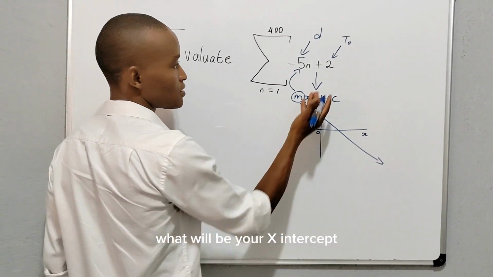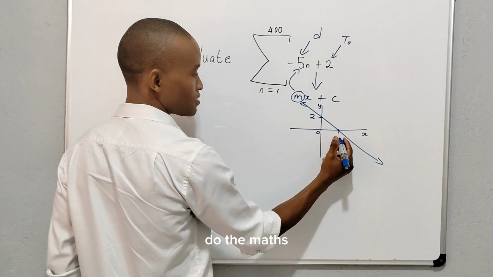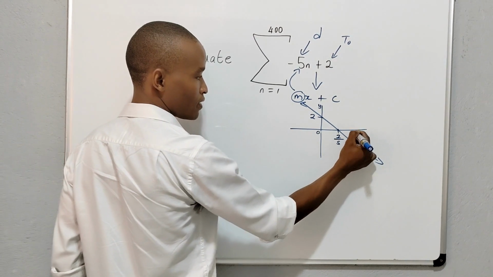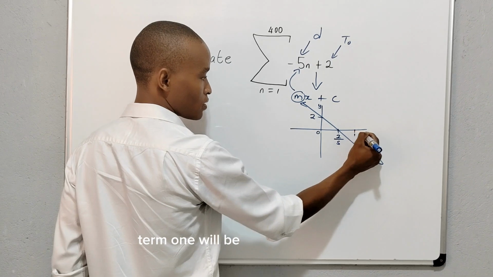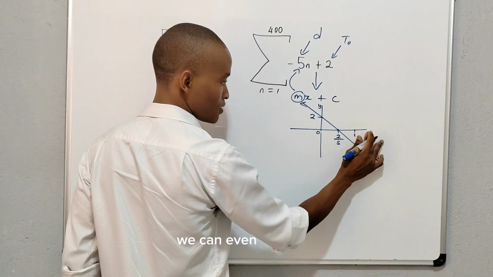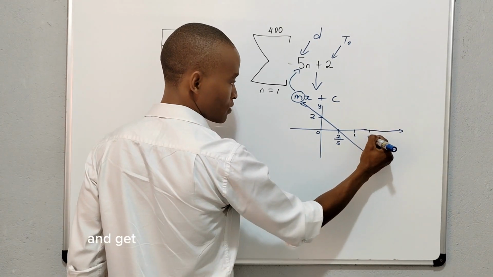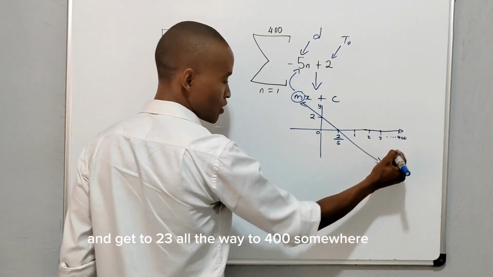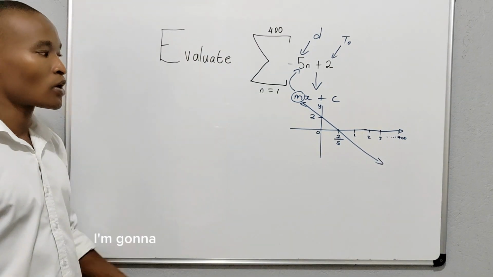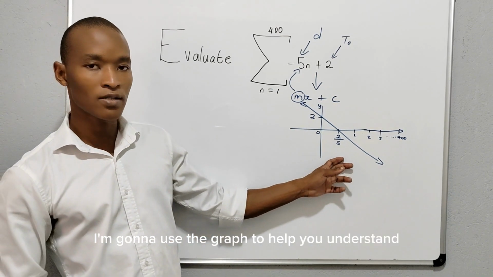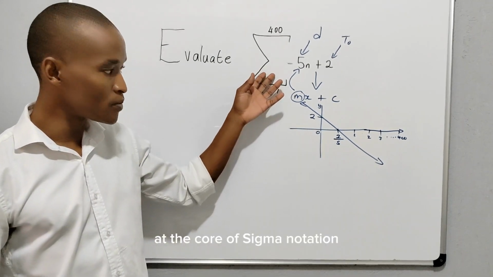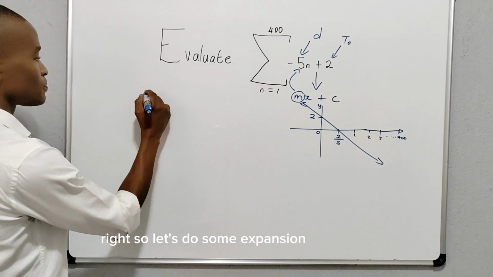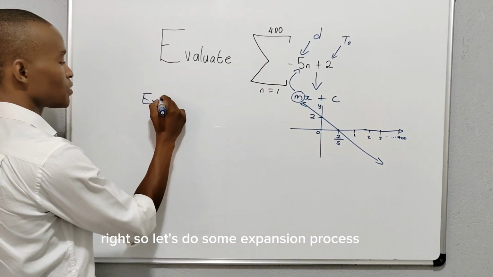What will be your x-intercept? You do the maths there, it will be 2 over 5. Okay, so term 1 will be somewhere there. We can even extend it and get to 2, 3, all the way to 400 somewhere there. So I'm going to use the graph to help you understand at the core of sigma notation what we're exactly doing. All right, so let's do some expansion process here.